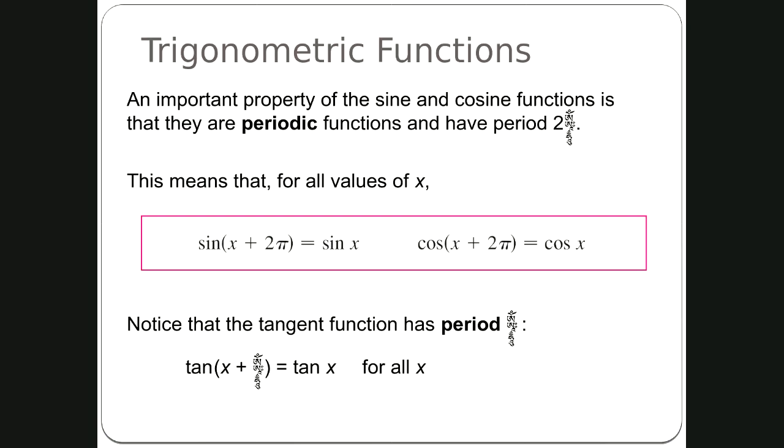Now, the trick about these functions is they're periodic. For example, sine and cos have a period of 2 pi, meaning after 2 pi, they repeat themselves. So sine of x plus 2 pi is just equal to sine of x. Cos of x plus 2 pi is just equal to cos of x. And the tan function is also a periodic function, but it has a period of pi. So tan of x plus pi will just give you tan of x.